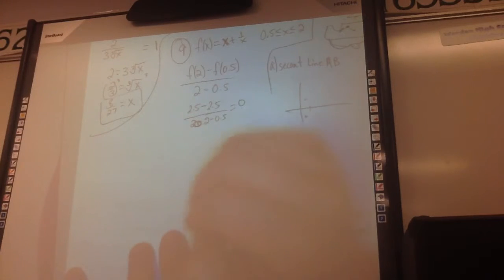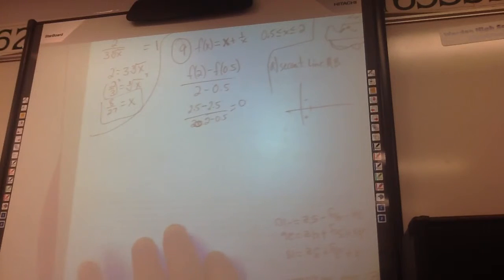The slope is 0. So what is the equation of my secant line? You're going too complicated. It's horizontal, because the slope is 0. So it's y equals whatever. What does y equal?